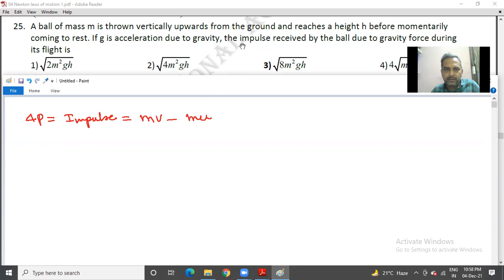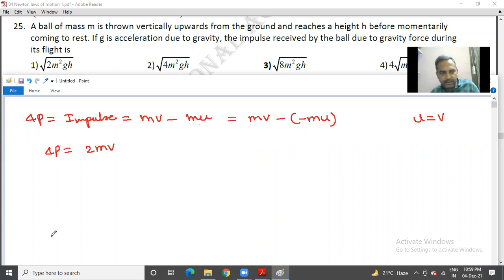But as per the question, the body is receiving impulse due to gravity. So therefore, initial velocity is opposite to final velocity. Keeping that in mind, we can write this as mv minus of minus mu. But remember, u is equal to v. So therefore, you will get the change in the momentum as mv plus mv. So therefore, it is 2mv.